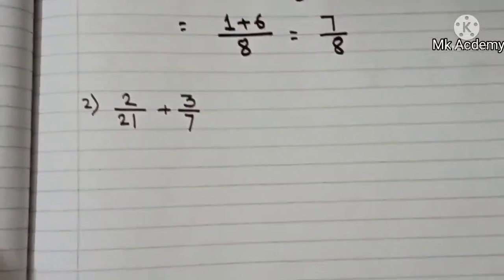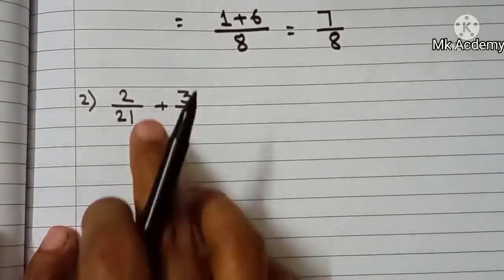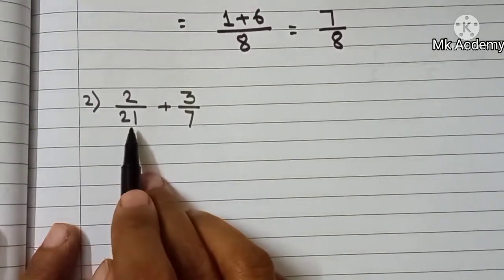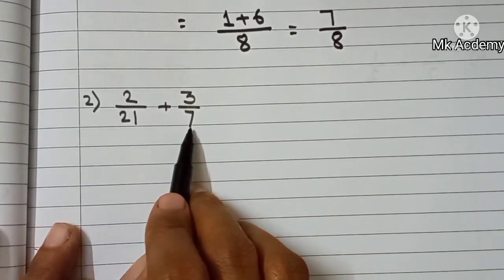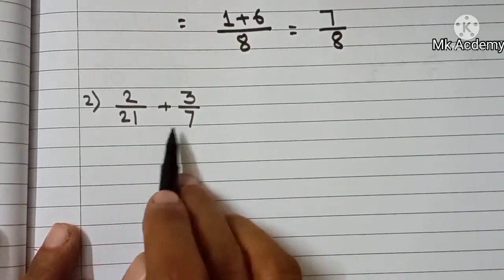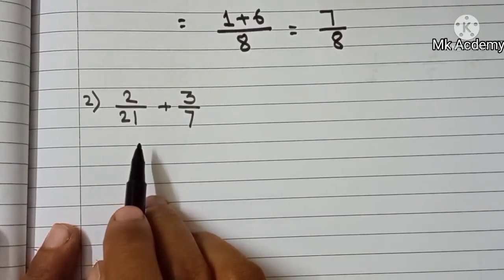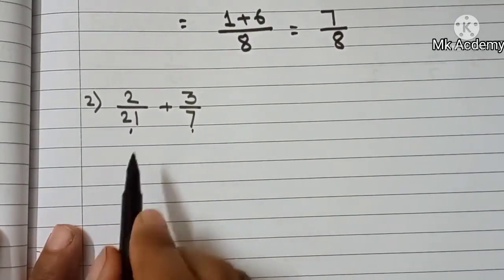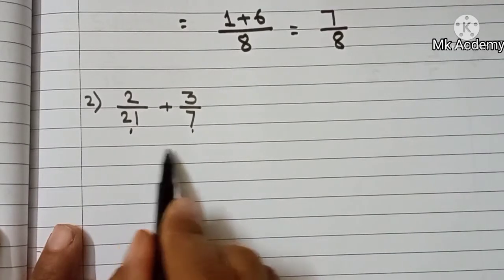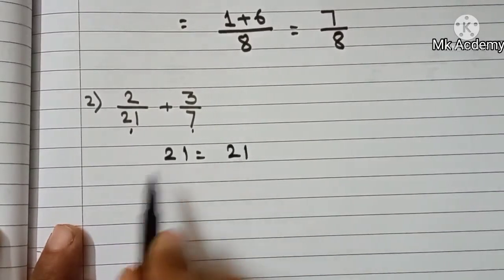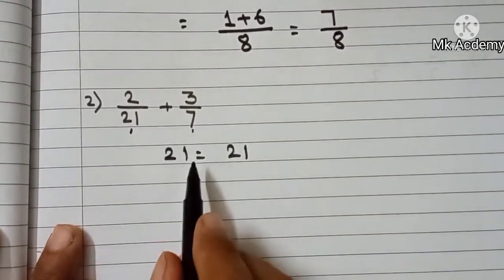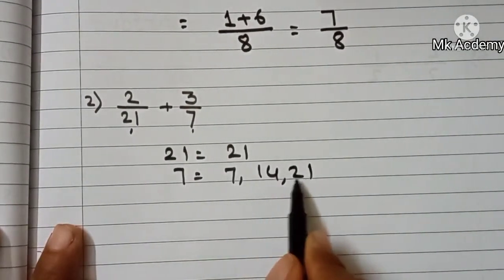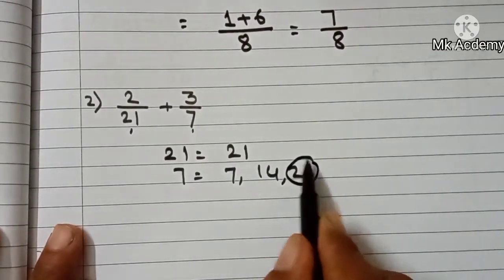Now second example, 2/21 plus 3/7. We are given these two unlike fractions. See, here the denominator is 21 and here 7. Now we have to convert these unlike fractions into like fractions, then add. First we have to calculate the least common multiple of these denominators, 21 and 7. Now the least common multiple is 21.